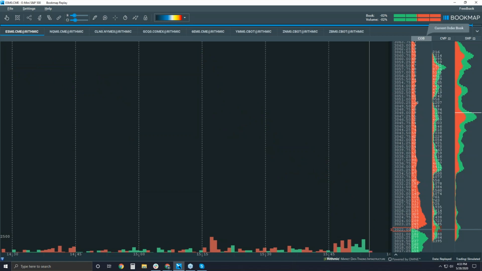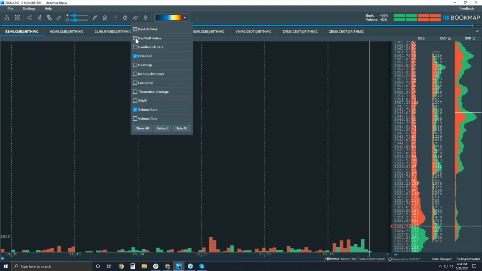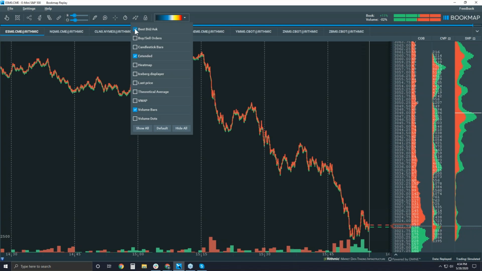We have these columns over here showing the current market. Everything to the right of this vertical white line is the current market, and everything to the left is the historical. Now, let's just show best bid and offer. That's the first element here.